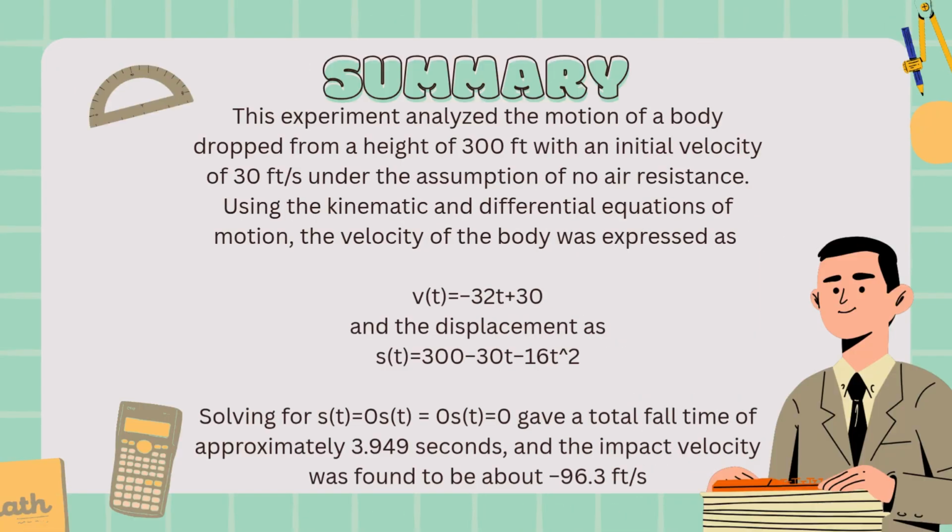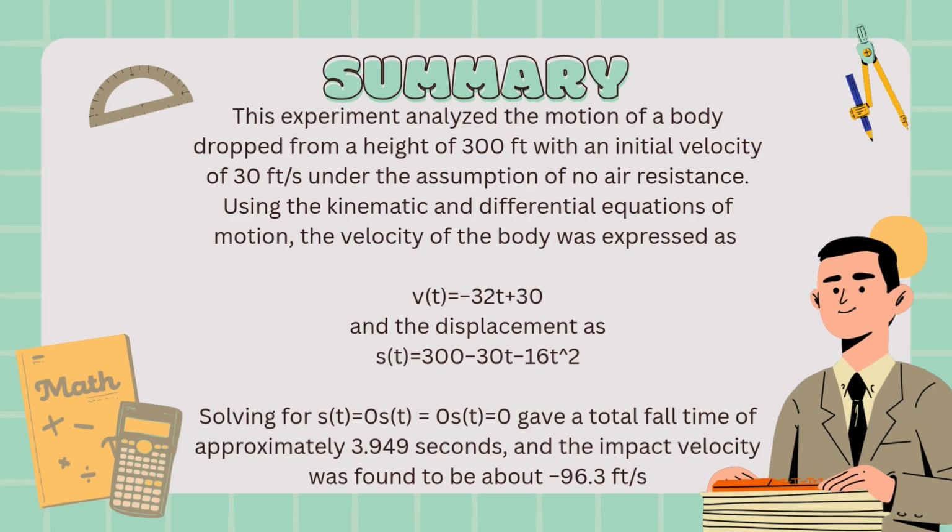This experiment analyzed the motion of a body dropped from a height of 300 feet with an initial velocity of 30 feet per second under the assumption of no air resistance. Using the kinematic and differential equations of motion, the velocity of the body was expressed as the formula and answer shown below.